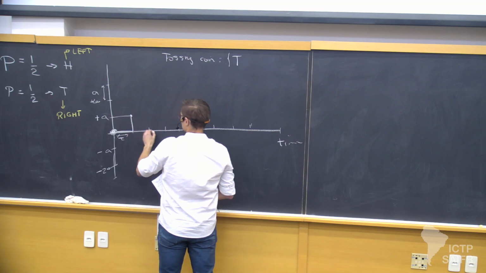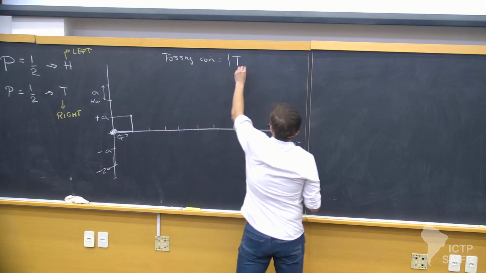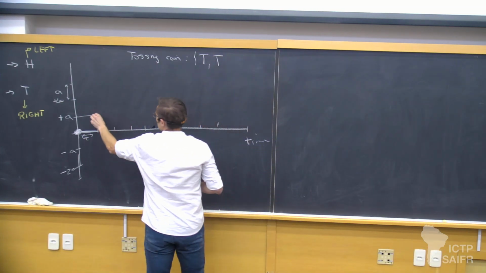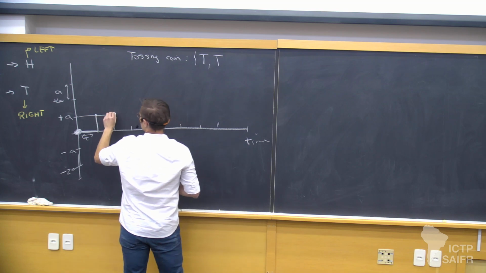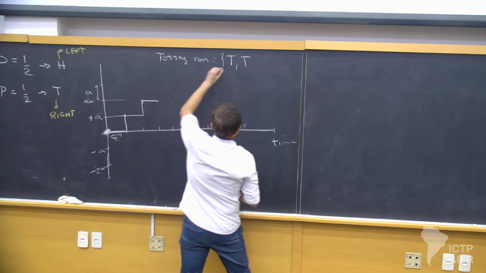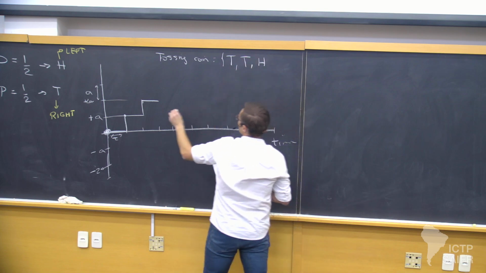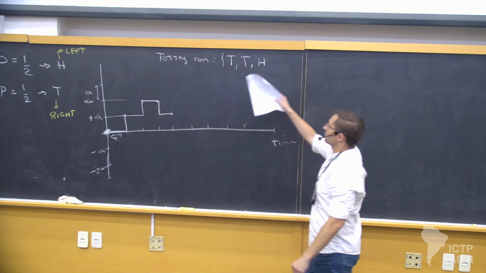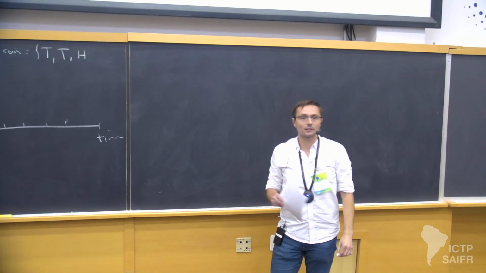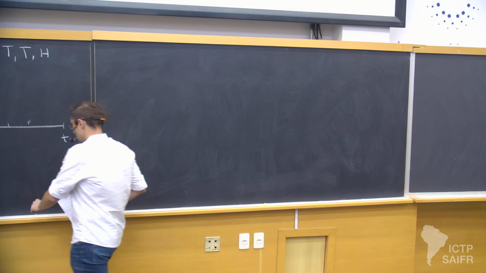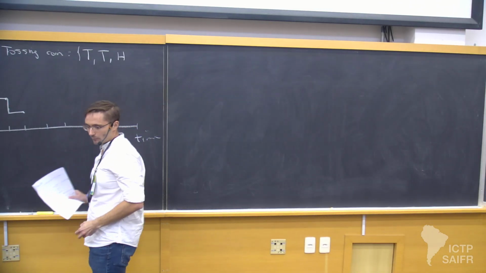place. Then I get another result from my coin. Let's say I get another T. So I stay here, and then I jump again to the right. And then, I don't know, I get an H, so I should go to the left. And you can keep repeating your sequence of experiments many, many times, and you will construct this kind of step trajectories. Okay, so far, everything is very simple.